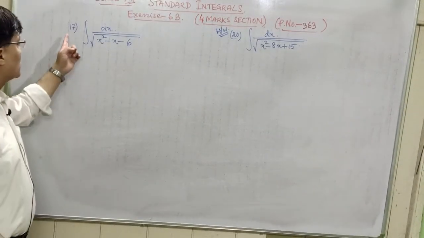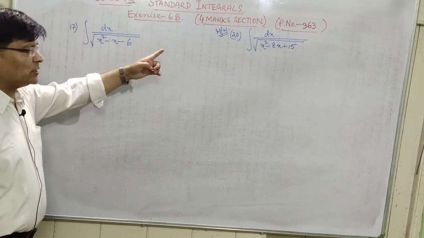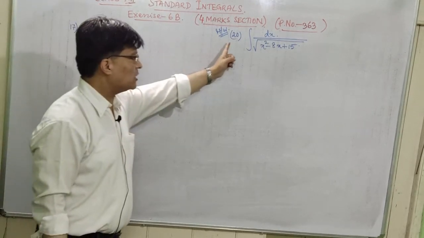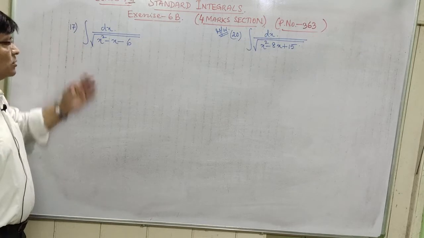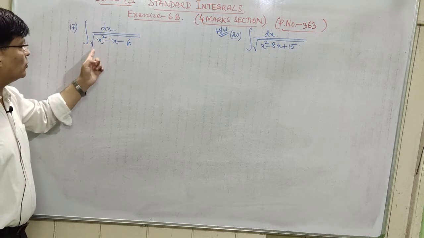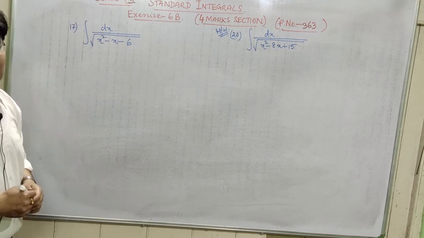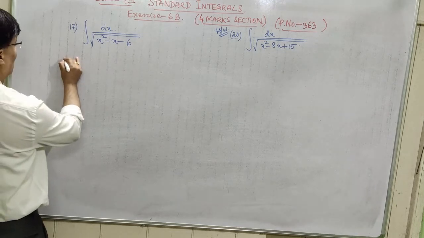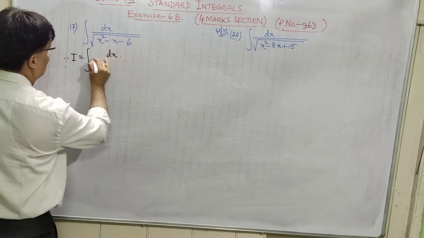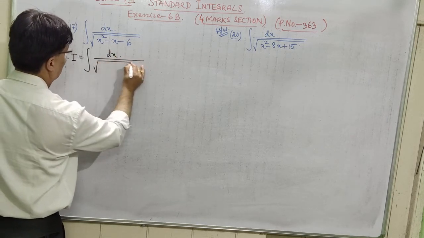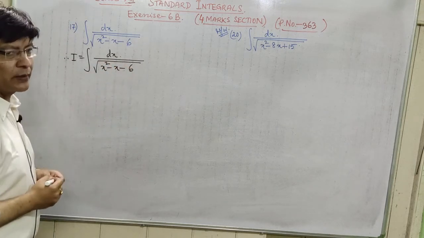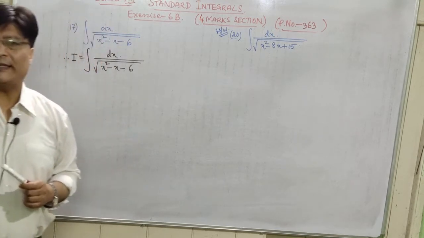So now we'll do this question number 17, and 17 and 20 are similar type of problem. So 20 is your homework. Okay, so question number 20 you can do it at home. So let's do this question number 17. So you have to evaluate this integral of dx divided by within square root, it is x square minus x minus 6. So let us write here I is equal to integration of dx divided by root over x square minus x minus 6.